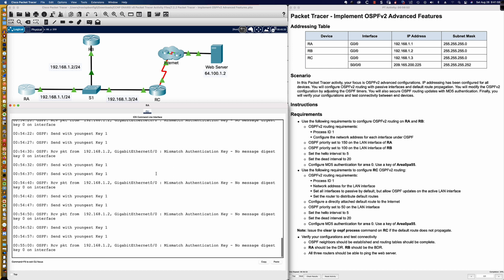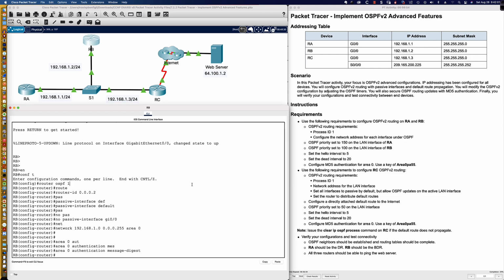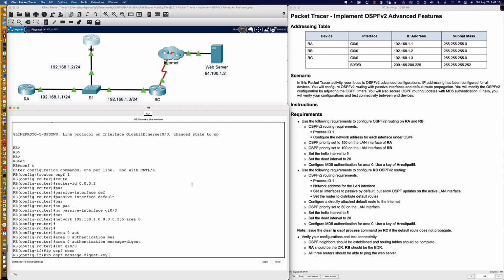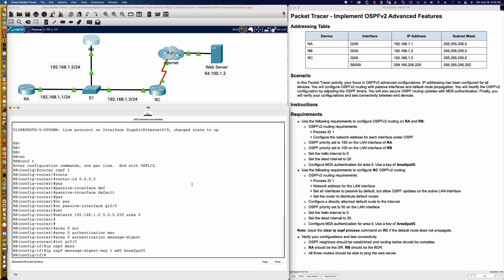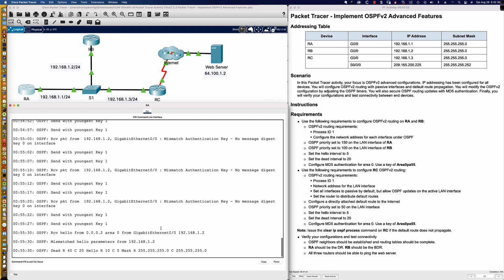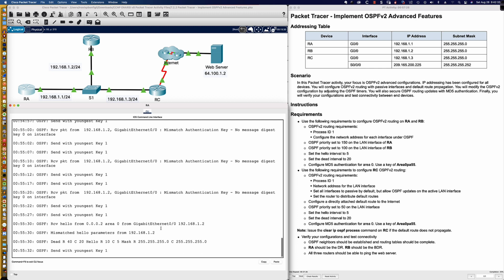All right, so we'll leave that running here, and let's come up to router B and let's finish out the int gig 0/0 configuration here. So to prove to you that the hello and dead intervals need to match, let's do this. IP OSPF message digest key 1, MD5, and we're using capital A, REA 0, PA 55. So now this mismatched authentication key should go away.